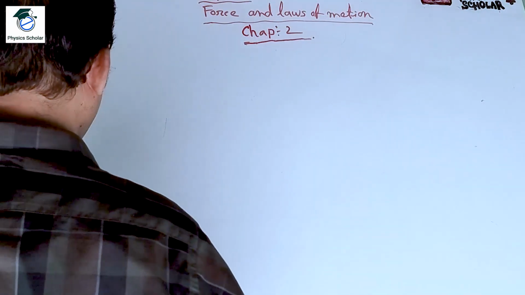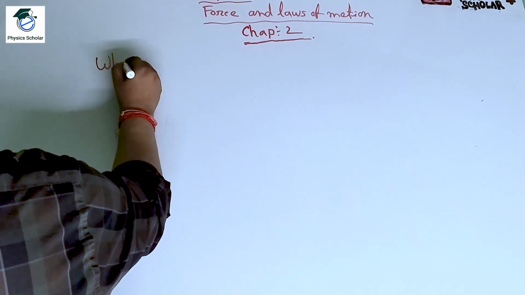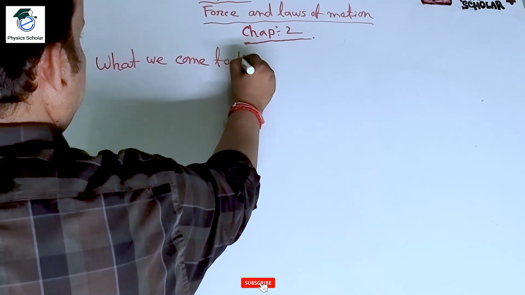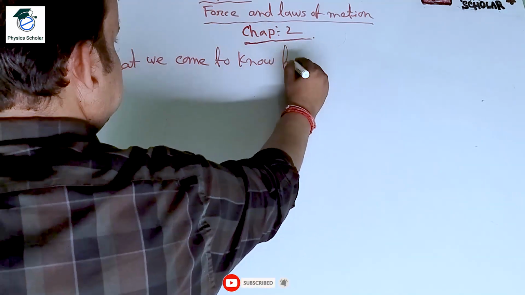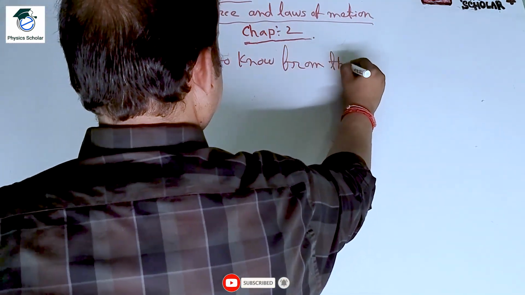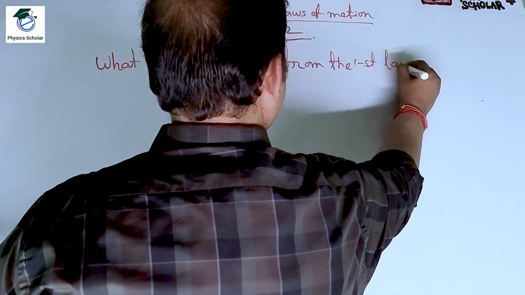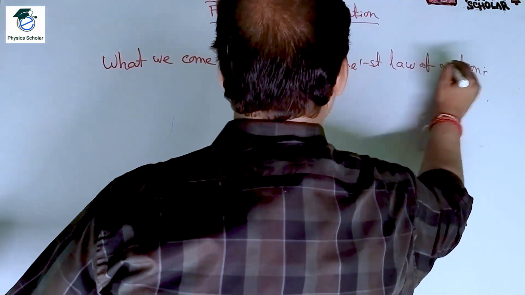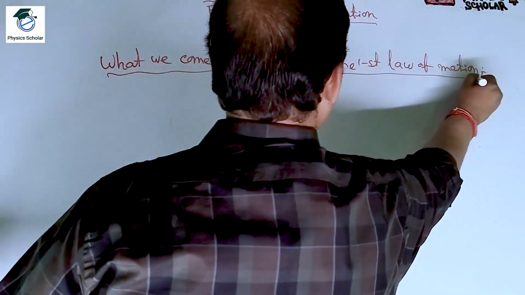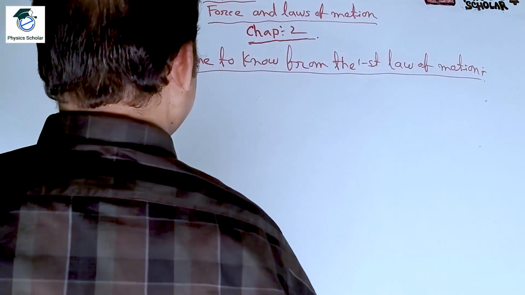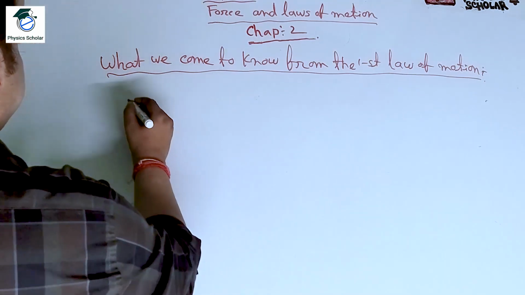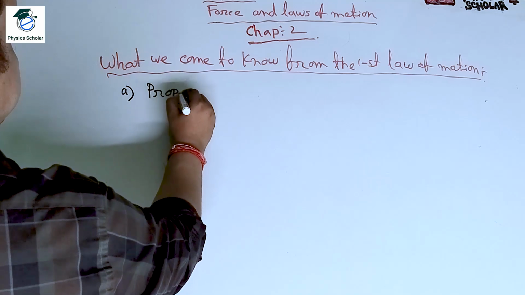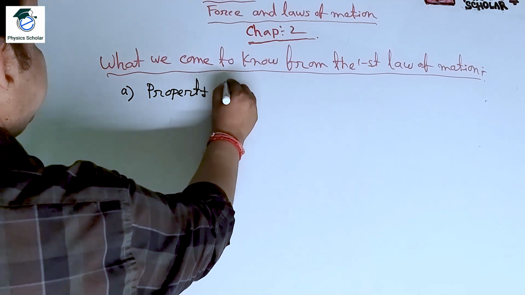Now what do we come to know? Very important. What do we come to know from the first law of motion? We come to know two things from the first law of motion. Number one, property of inertia.